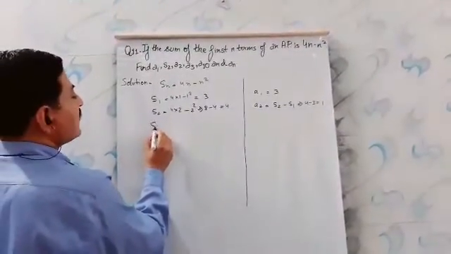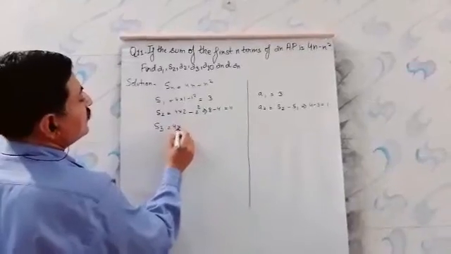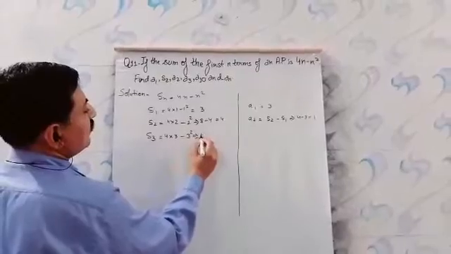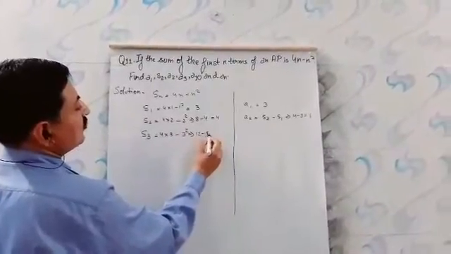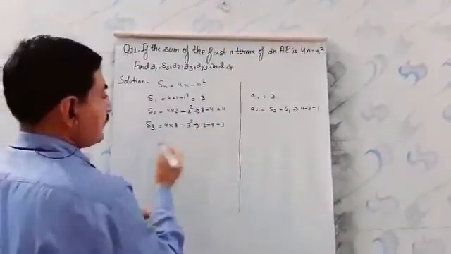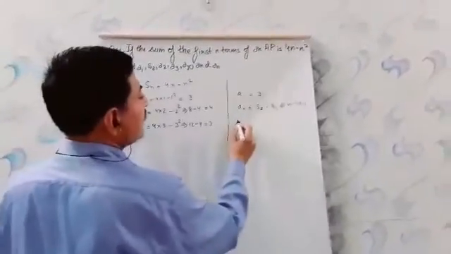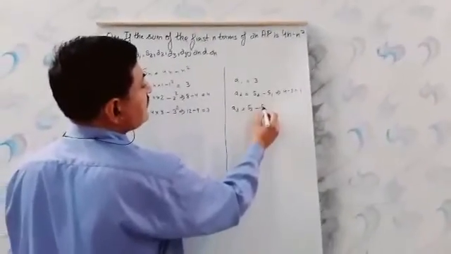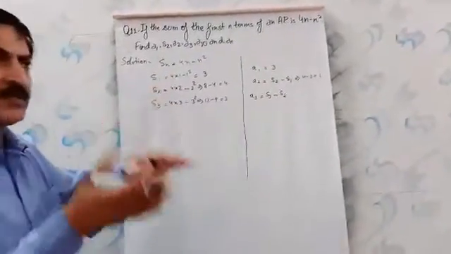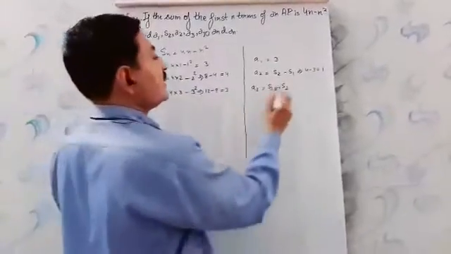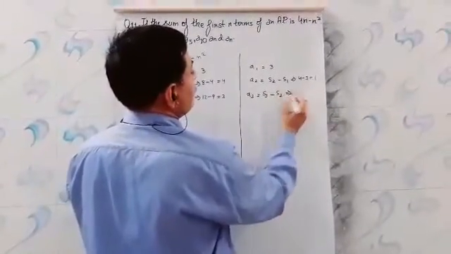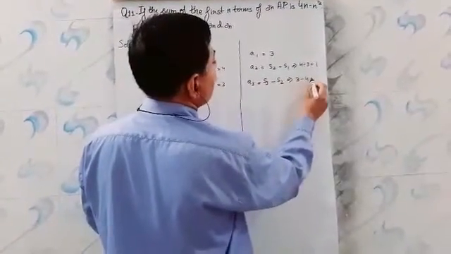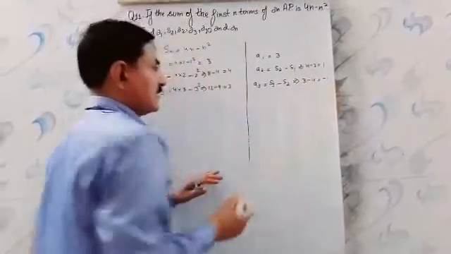Similarly we have to find the sum of the three terms. So 4 into 3 minus 3 square, that is 12, and 3 square is 9. So 12 minus 9 is 3. S3 will be 3. Therefore the third term will be the sum of the three terms minus the sum of the two terms. The sum of the three terms is 3, and the sum of the two terms is 4. So 3 minus 4 equals minus 1.